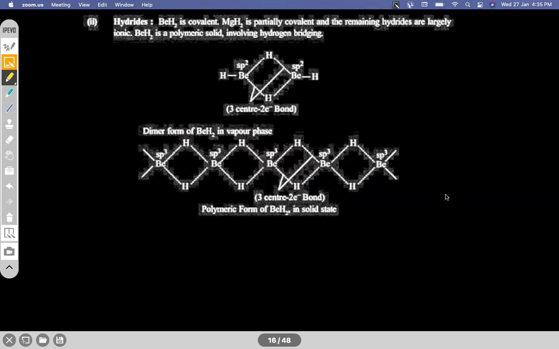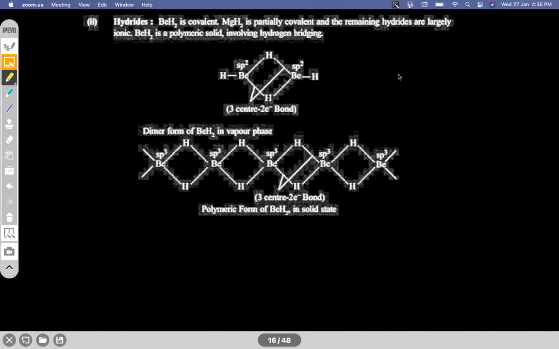BeH2 is covalent. MgH2 is partially covalent and partially ionic. And the remaining hydrides are ionic in nature. BeH2 exists in polymeric form in which we have hydrogen bridging. This bond, you see, is a 3-centered 2-electron bond.